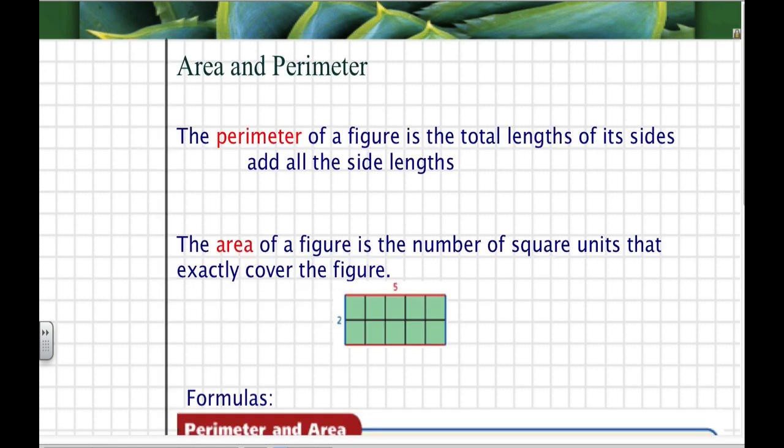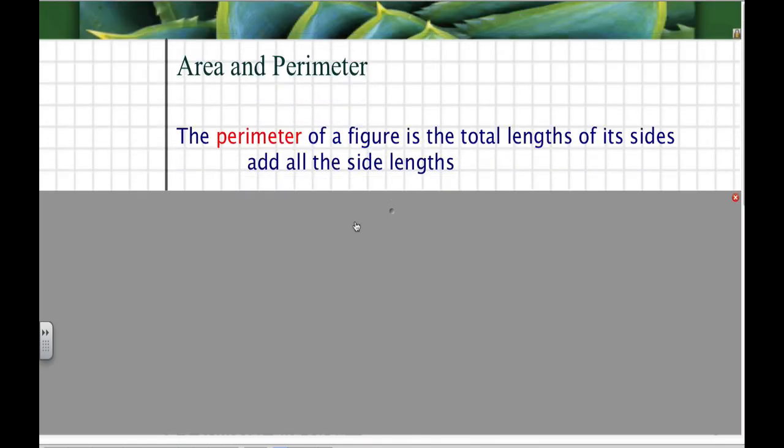So let's start with area and perimeter. The perimeter of a figure is just the total lengths of all of its sides. In other words, you just add up all of the sides. Now when we talk about this figure here, that figure has to be what we call a plane figure. In other words, it has to be flat. So when I say the perimeter of a figure, I'm really talking about the perimeter of a flat figure.